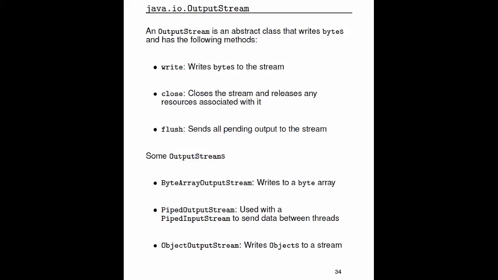Some examples of output streams: there's something called a byte array output stream, which will write to a byte array in memory, so it's sort of an in-memory buffer. Piped output stream is paired with a piped input stream to send data between threads in a thread-safe and concurrent manner. And then object output stream is used for writing objects to a stream using something called Java serialization that we might discuss in a later screencast.